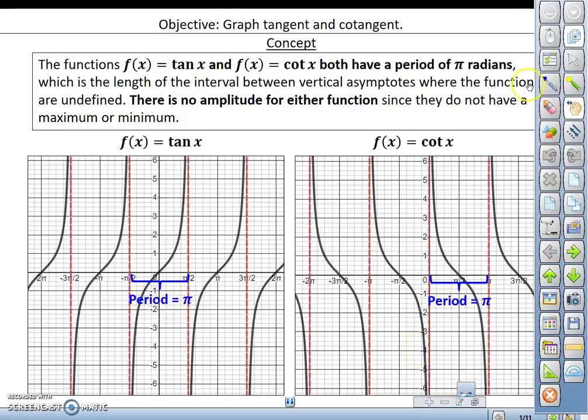All right, so we are continuing with the lesson on graphing tangent and cotangent functions. If you have not yet watched video 1, please do that, as some important information is first introduced there. Here we're going to look at the third example.